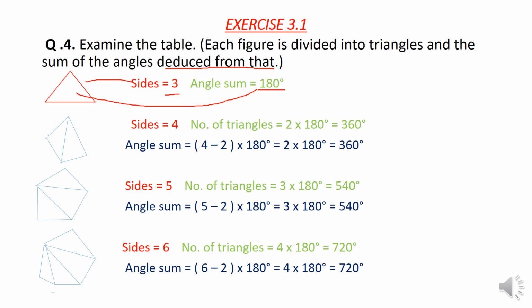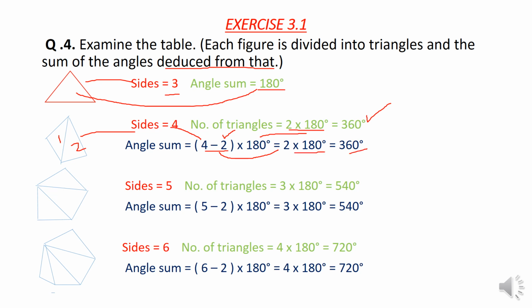180 degrees. Now let us consider 4 sides. How many triangles have we got here? This is 1 and this is 2. So we have got 2 triangles. 2 multiplied by 180 gives the answer 360 degrees. How do we find this answer by using the number of sides? It is like this. The number of sides is 4, and from that 4 you have to subtract 2, and the 180 stays as it is. So 4 minus 2 gives 2, multiplied by 180, and how much is the answer?